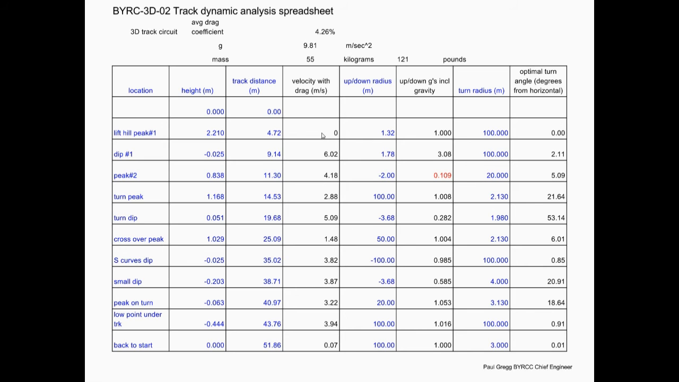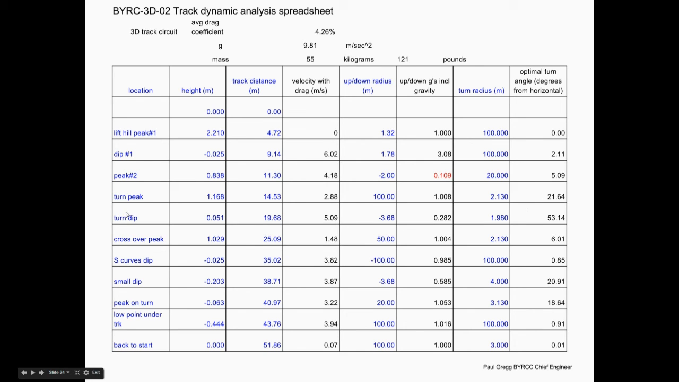And so there's just 1 g of gravity. At the bottom of the first dip, you're going 6.2 meters per second, and that added to gravity is over 3 Gs. Peak number 2, you're starting to turn. There's a bit of a turn radius there, so now you're getting some side centripetal forces, and what this reports is what the optimum bank angle would be.